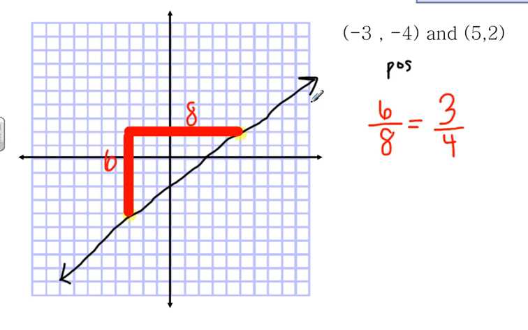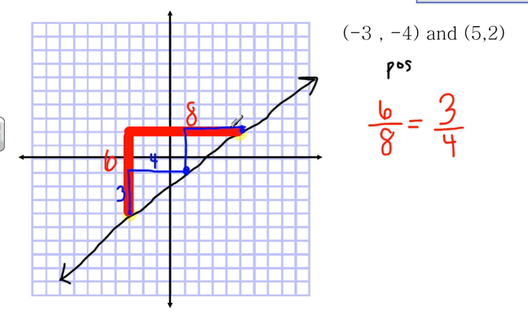Let me prove to you that that also works. If I go from this point and move up 3, 1, 2, 3, and to the right 4, 1, 2, 3, 4. Look at that. I ended up on another point that was right on that line. I could then move up 3 again, 1, 2, 3, and move to the right, 1, 2, 3, 4. So I've proven that my slope is 3 over 4.